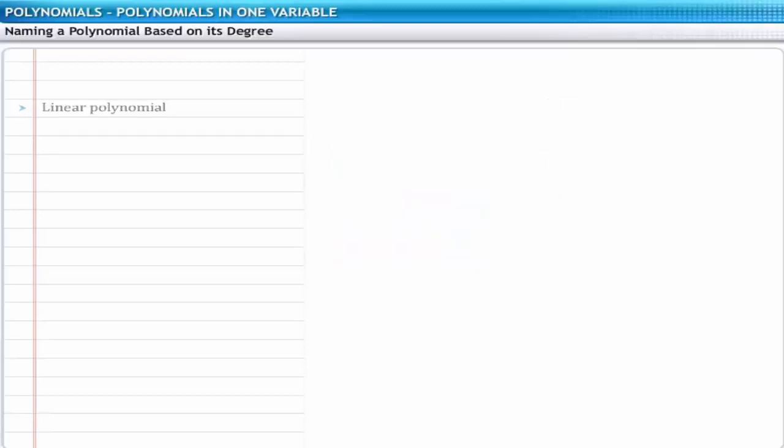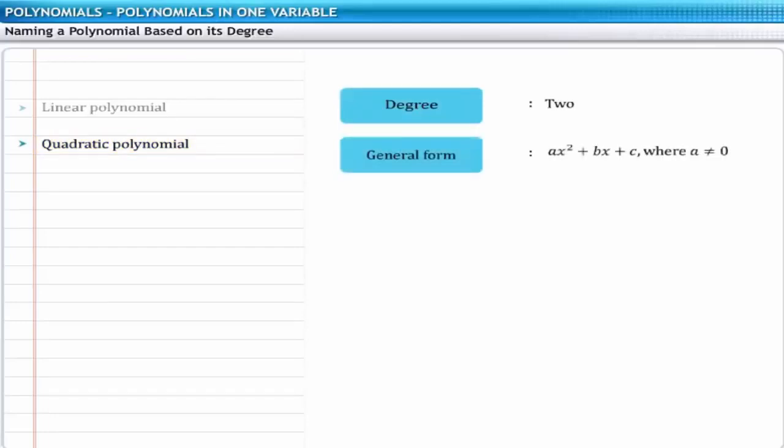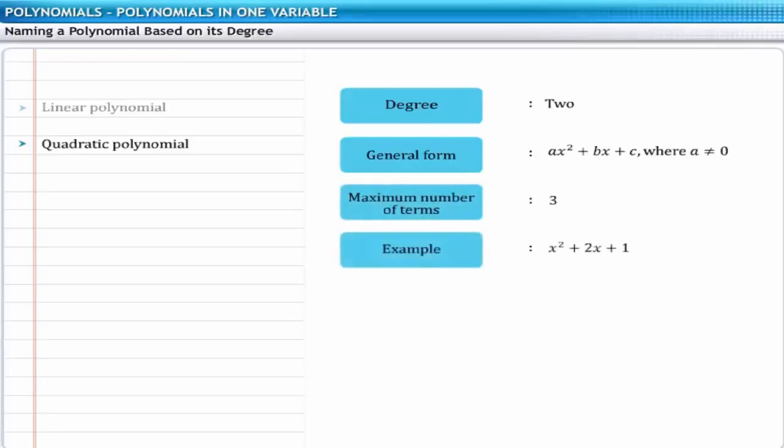A polynomial of degree 2 is called a second degree or quadratic polynomial. Its general form is ax squared plus bx plus c, where a is not equal to 0. It has a maximum of 3 terms. For example, x squared plus 2x plus 1 is a quadratic polynomial.